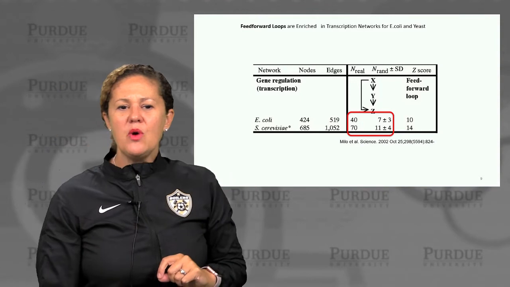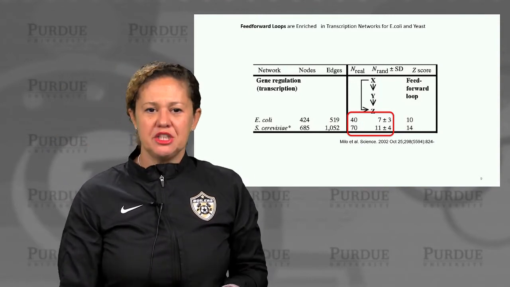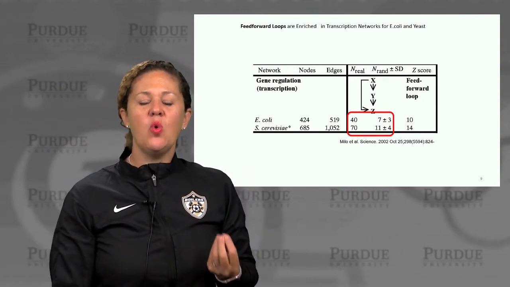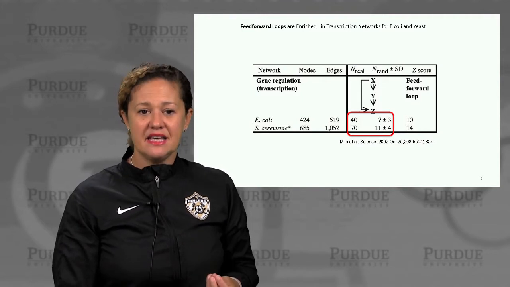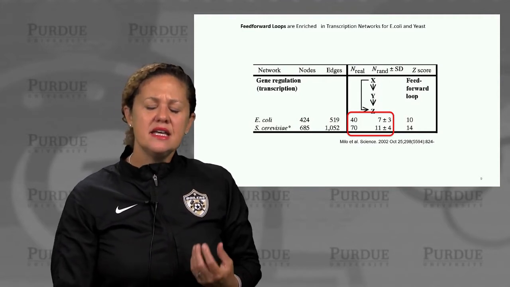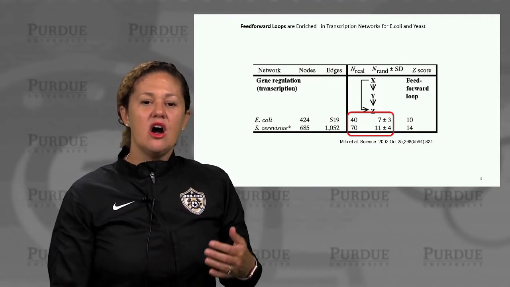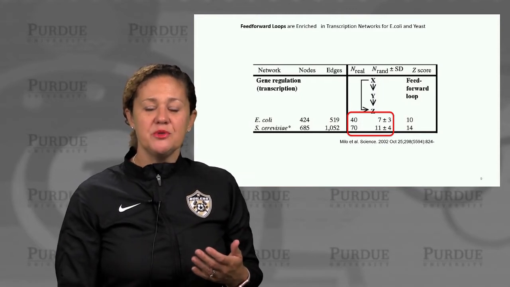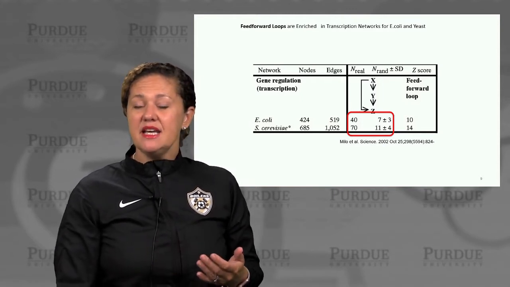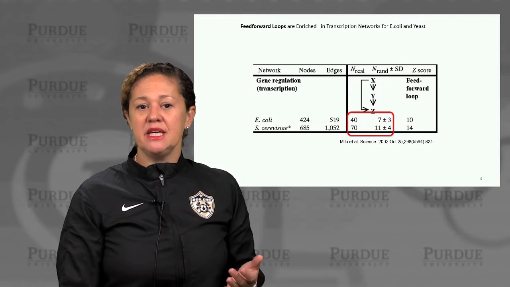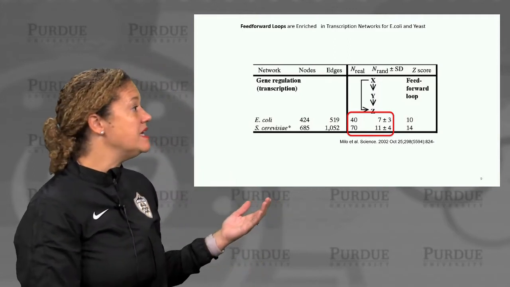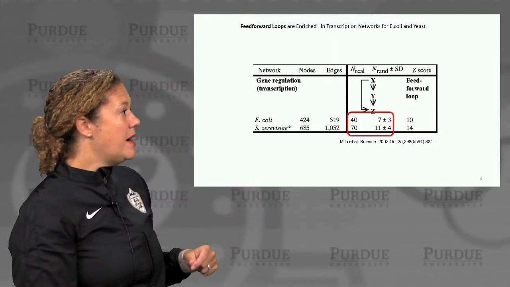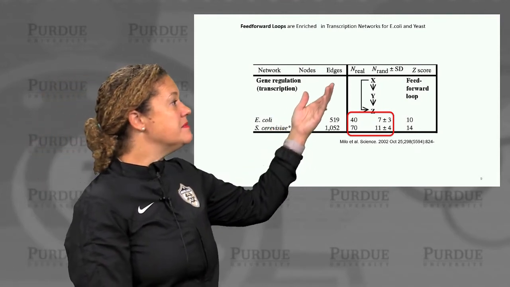And so what do we mean by they are enriched in our network? So one way to quantitatively test this, in other words, to say, in a network that we're looking at, are there more feed-forward loops than you would predict if the nodes were just randomly connected? And so that can be tested by generating random networks.